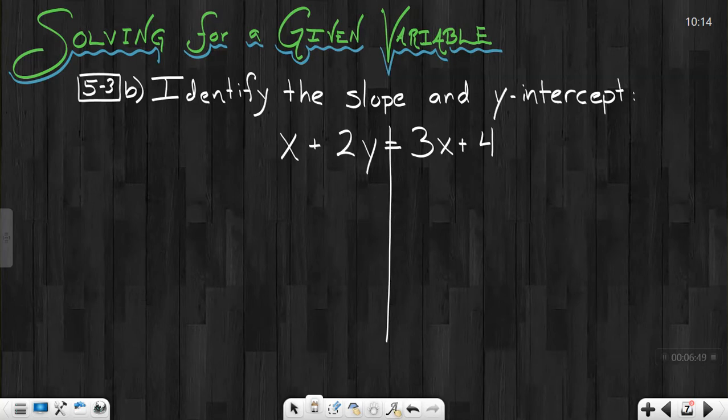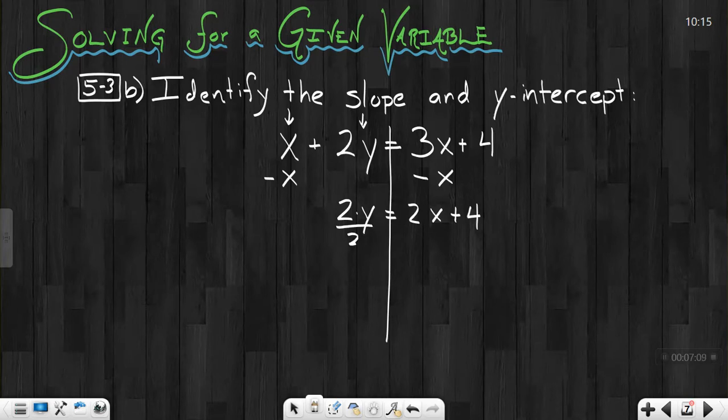Now let's get all my y's to one side. Well, my only y is right here, so my y's are on the left. What term on the left does not have a y? Well, this x term. How do I get rid of that x? Do the opposite. Subtract x from each side. This gives me 2y equals 2x plus 4. Now to continue solving for y, I notice it's 2 times y.